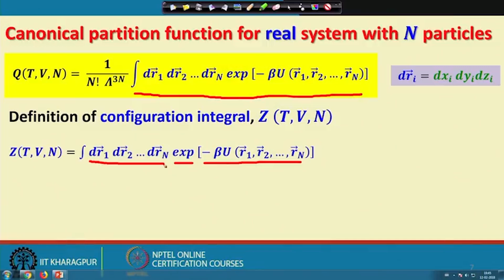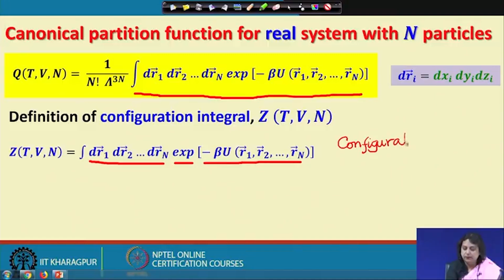Therefore, the 3N dimensional space that is spanned by r1, r2 to rN is known as the configuration space. The name follows from the fact that it depends on the configuration of the system, that is, on the position vectors of the N particles, and it does not depend on what their associated momenta are. Therefore, it is obviously a subspace of the total phase space.